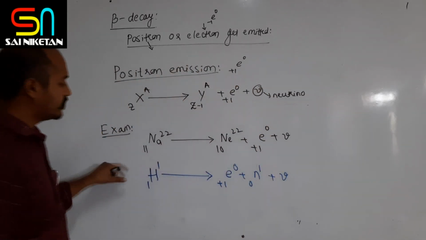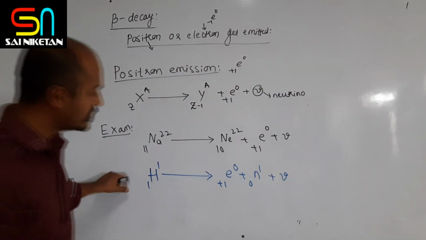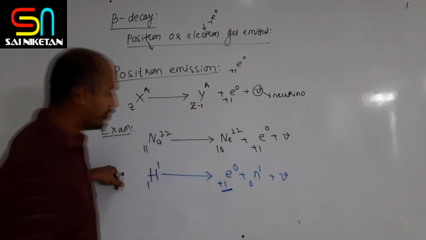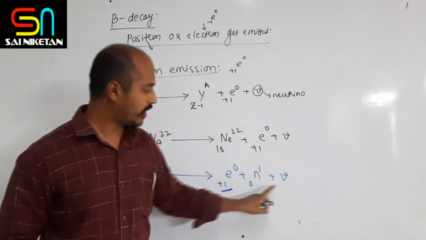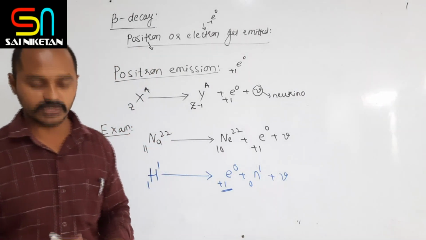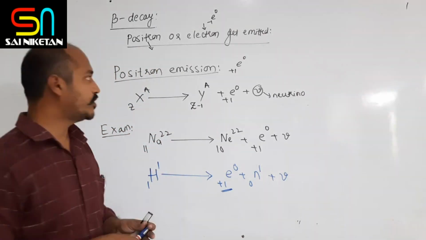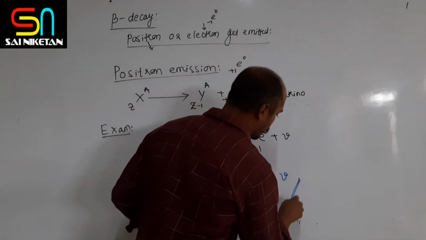One proton undergoes conversion into one positron, one neutron, and one neutrino. So this is what is happening in the nucleus. Because of this, the positron goes out along with the neutrino, and the neutron remains in the nucleus. So this is regarding the emission of a positron.